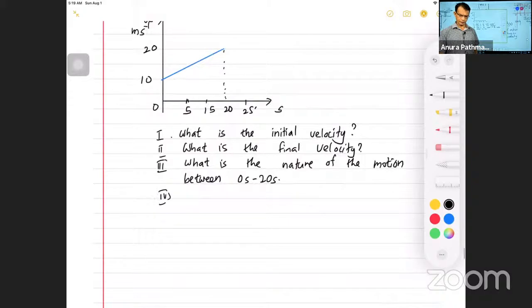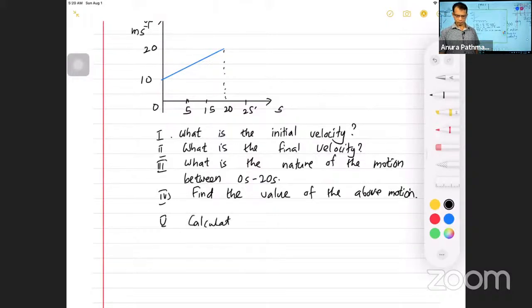Fourth one, find the value of the above motion.